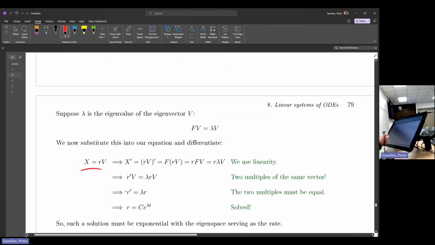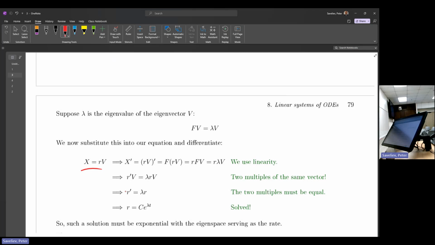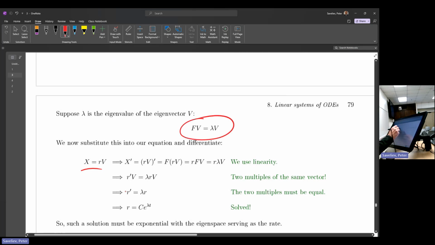So if x is proportional to the eigenvector with eigenvalue lambda, okay, then this is what we have here. So what you do is you differentiate. Okay, so I take this equation. Once again, we are just taking a multiple.